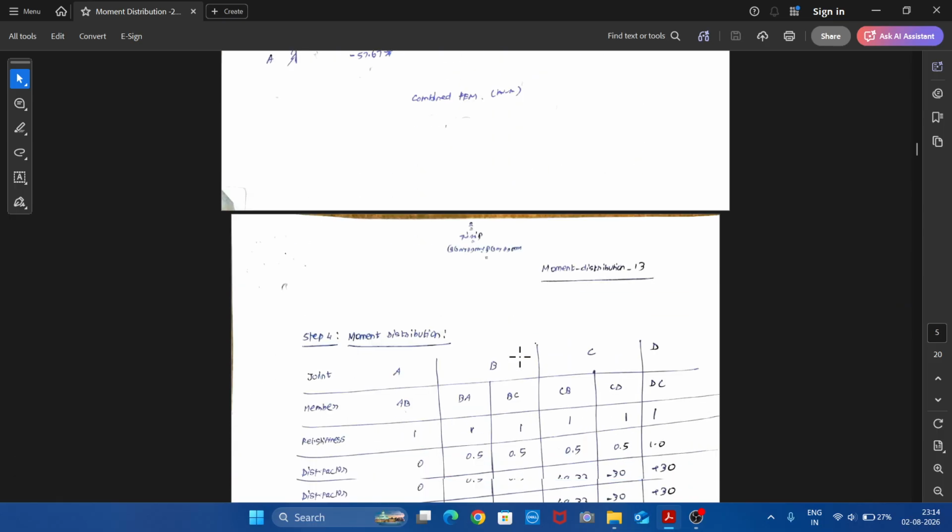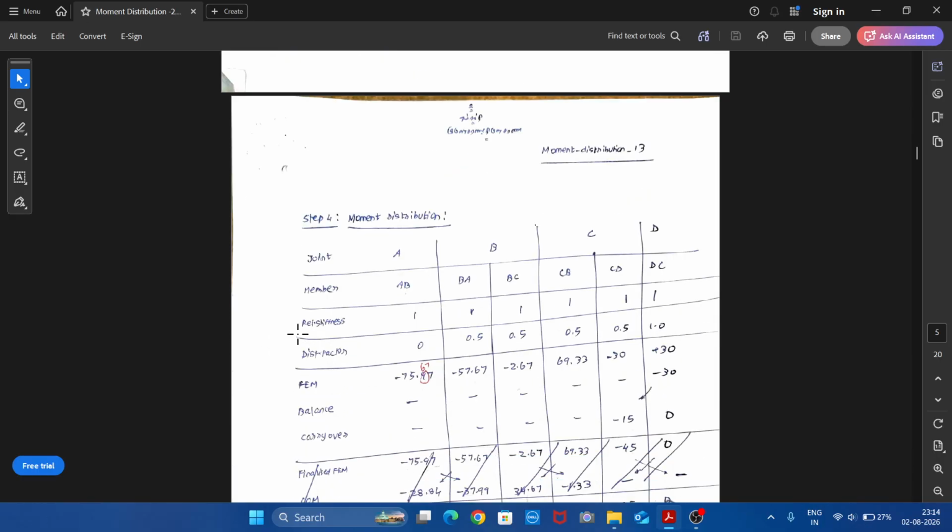So step 4 will be moment distribution. We have joint A, joint B, joint C, joint D. In A we have only one member AB. In B we have BA on the left side, BC on the right side, CB on the left side and CD on the right side. For D we have DC. Then write the relative stiffness, everything is 1. Then write the distribution factor 0, 0.5, 0.5, 0.5, 0.5, 1.